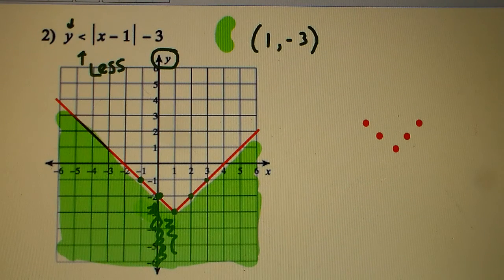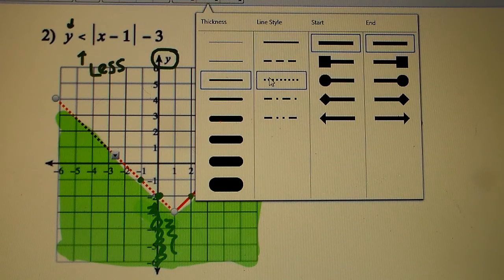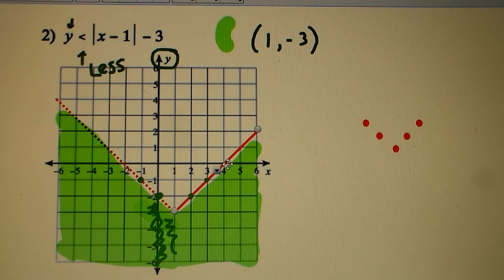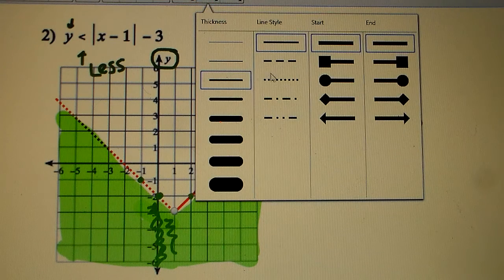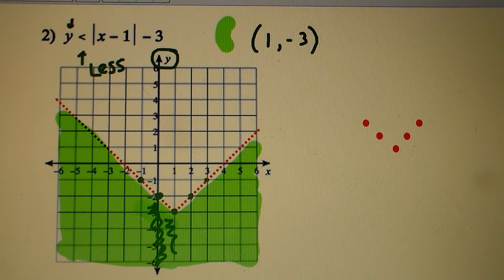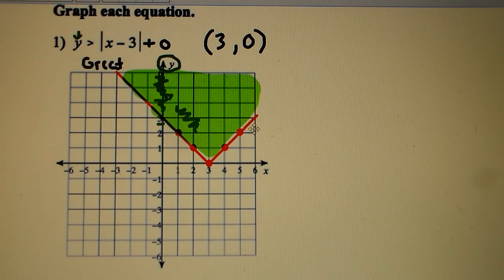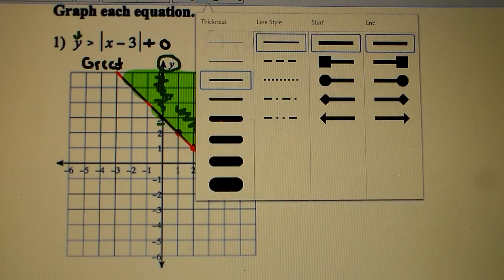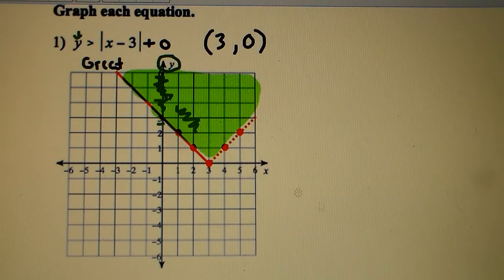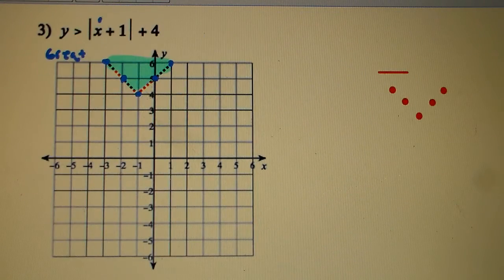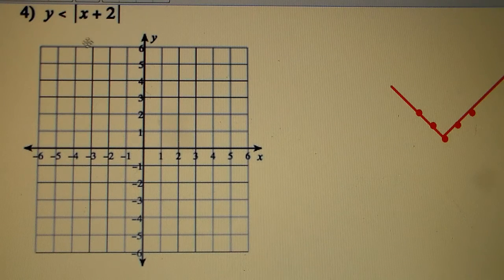Let's see, in the previous problem it's supposed to be dashed also. So we could fix that. How about in the first one? Yep, in the first one too. Supposed to be dashed lines. There we go. Fixed.